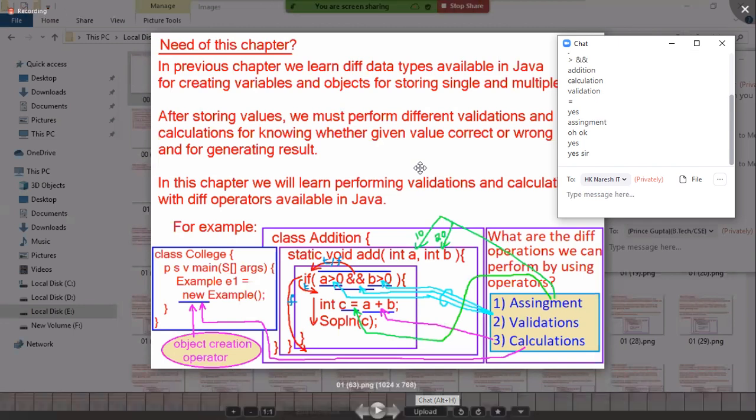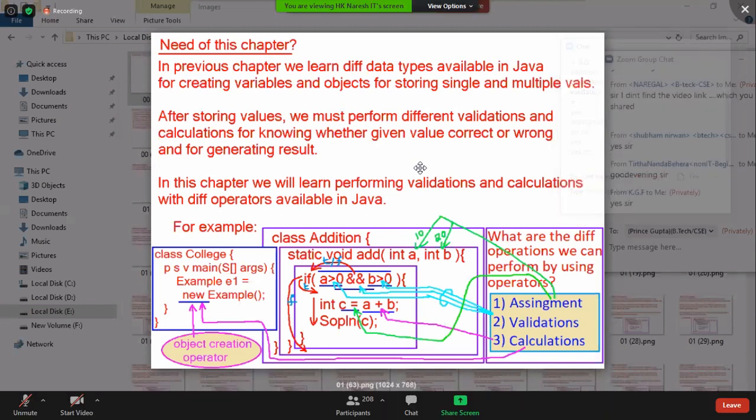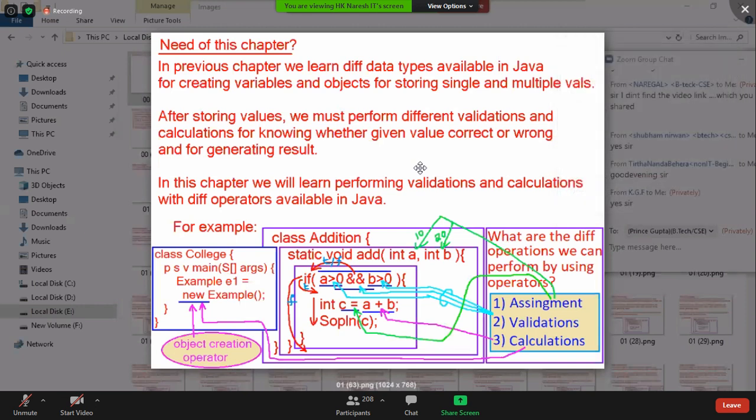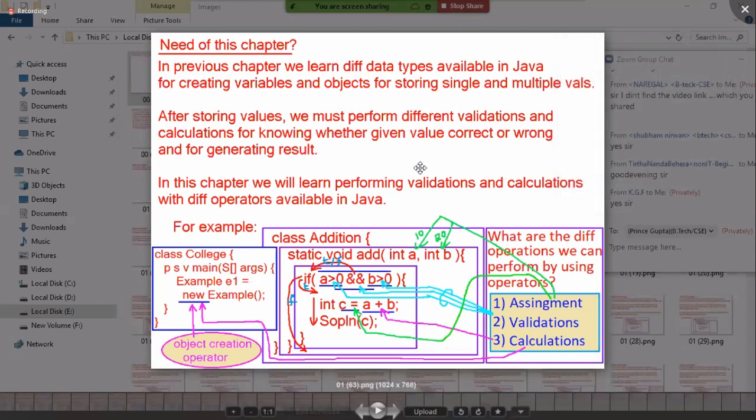What are you planning to learn in this chapter? Tell me. Already we have learned the assignment operation. Already we have discussed the assignment operator. Type conversion, type casting is nothing but assignment operation only. One more time I will explain it to you, don't worry. And next we should discuss validation operators, and then calculation operators.